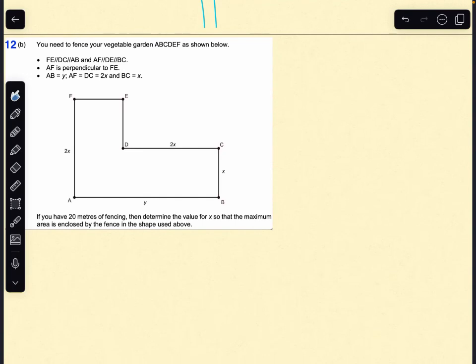Today we're looking at IEB's May 2024 Paper 1, Question 12B.